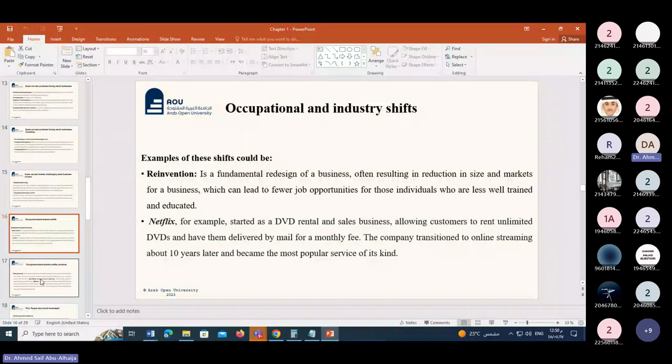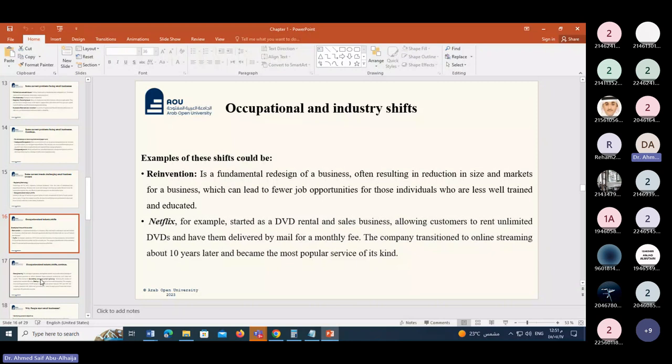Netflix started as what? DVD rental. This is how Netflix started. But now Netflix is what? Oh my God, it's a network now, having different channels. But this was the start, DVD rentals. So the reinvention.